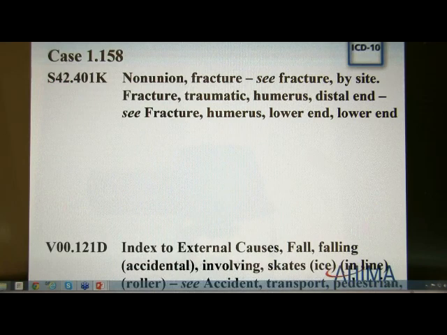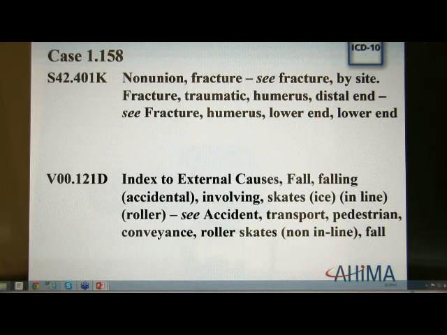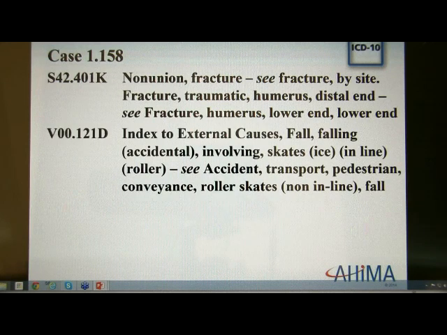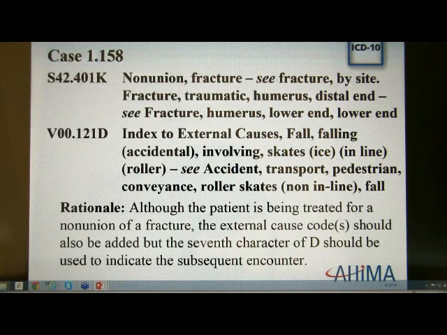We have an external cause code still. We're explaining that this patient fell while roller skating. And although the patient's being treated for a non-union, the external cause code would be added, but the seventh character D should be used to indicate that this was a subsequent encounter. This isn't an initial or a new fall.